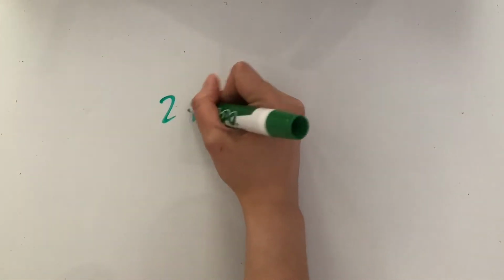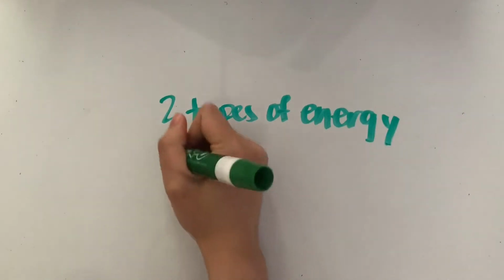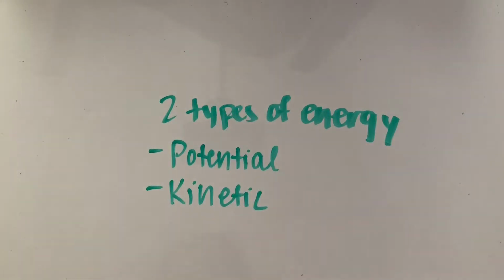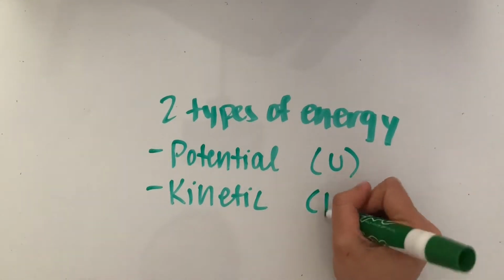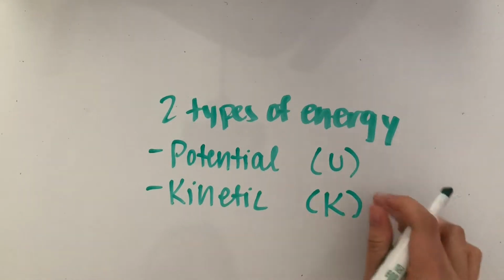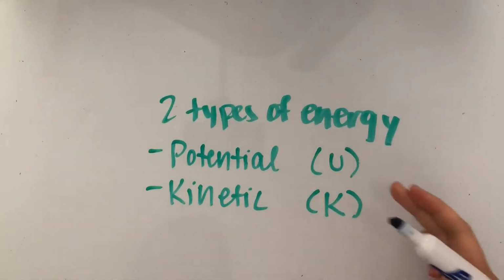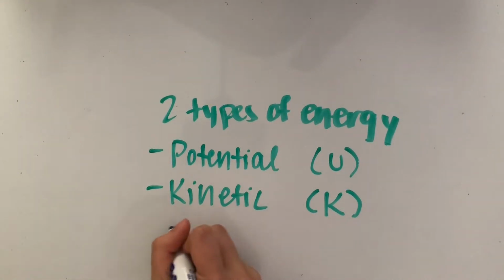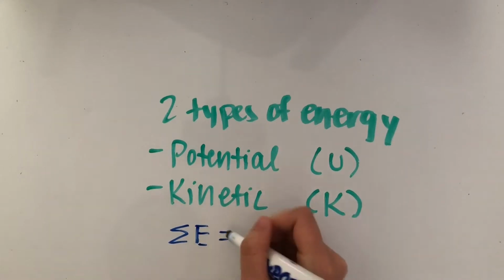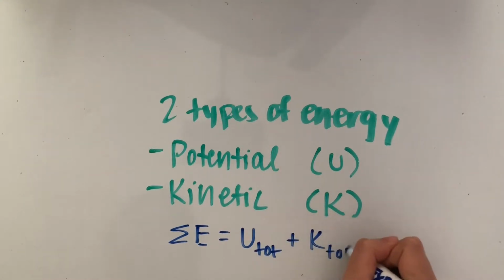There are only two types of energy that we're going to consider in this physics course: potential and kinetic. Potential is written as the capital letter U, and kinetic energy is written as the capital letter K. Since these are the only two types of energy that we're going to consider, the total energy has to be the potential energy of an object plus the kinetic energy of an object. And we can write that as the summation of energy is equal to total potential energy plus total kinetic energy.